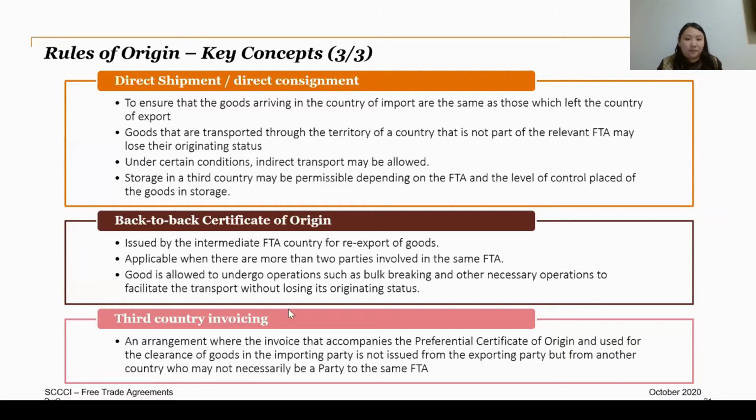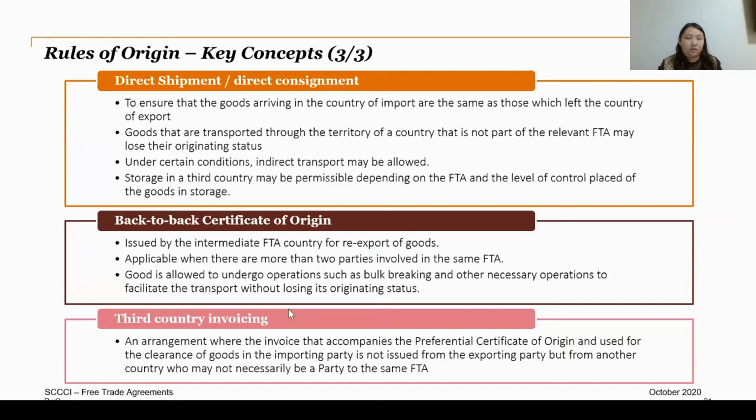So there is a relaxation under the ASEAN Agreements. I think most of us will probably use the ASEAN Agreements more often. So there is a relaxation. Under the ASEAN Agreements, there is this concept of a back-to-back certificate of origin.